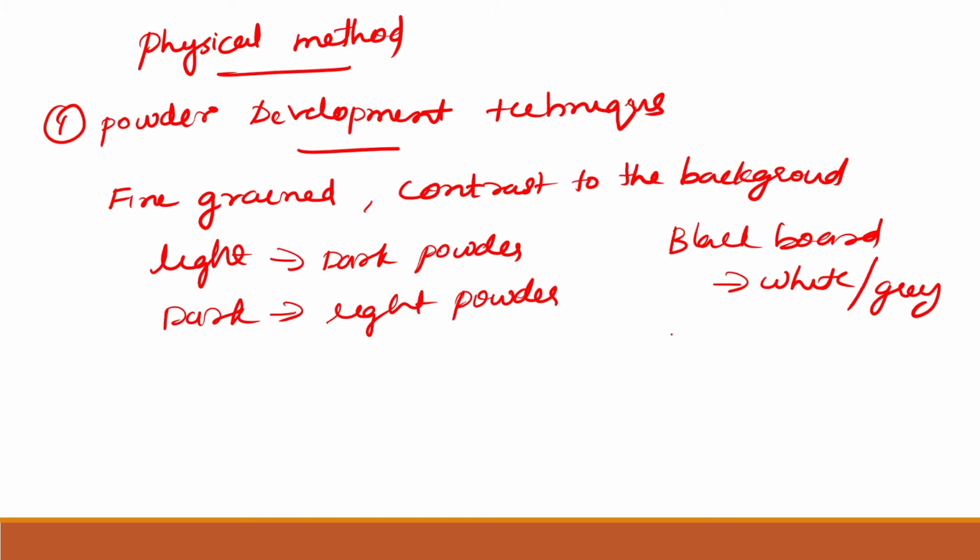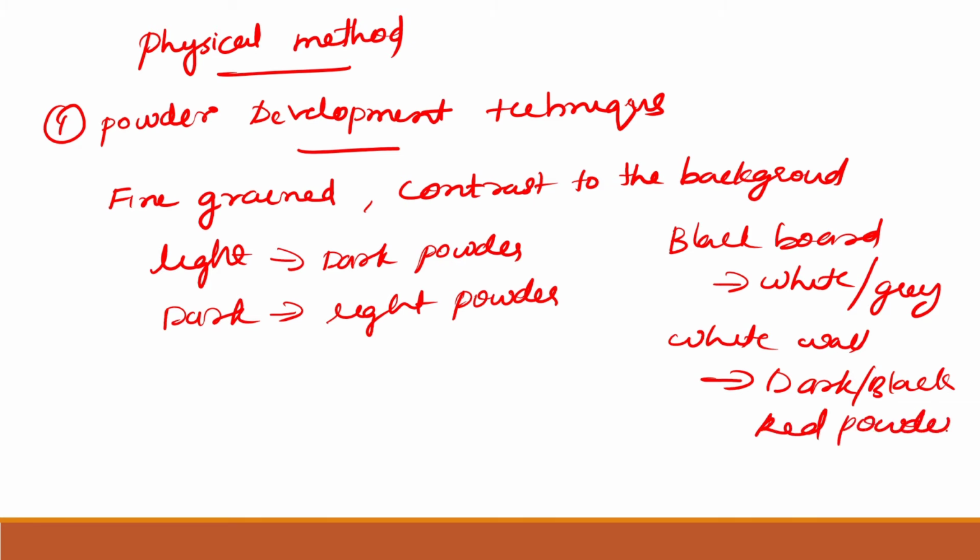And if it is on a wall which is painted in white or any light color, a white wall you can say, then you should use a dark color powder, black powder you can use, or red powder you can use. So this is the basic thing. It should be a finely grained powder, and it should be in contrast with the background of the surface.